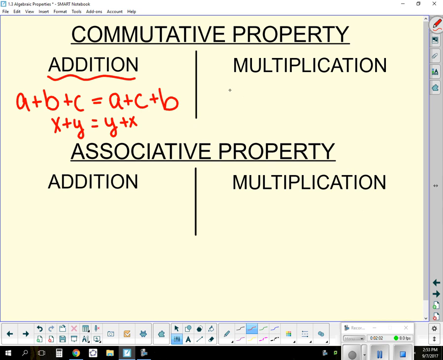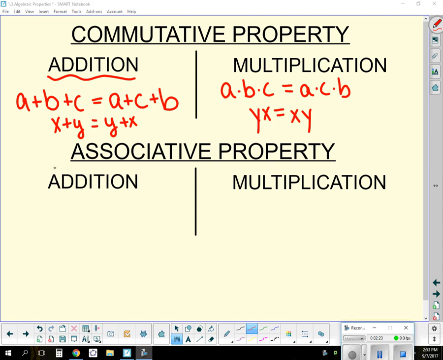For multiplication, same idea. You could do A times B times C, and that would be the same as if you did A times C times B. We know that order doesn't matter when we're doing addition or multiplication. Okay, so you could have y times x being the same as x times y.